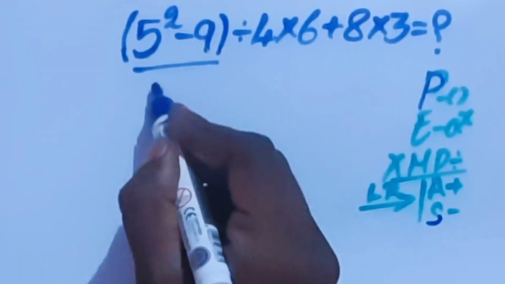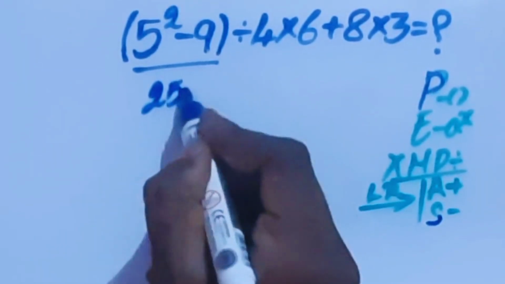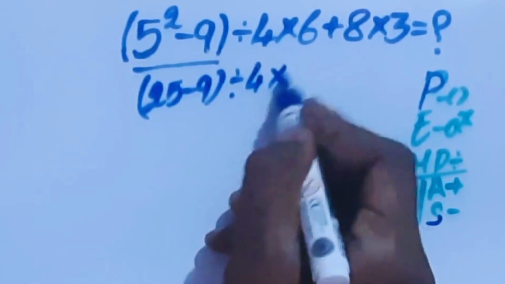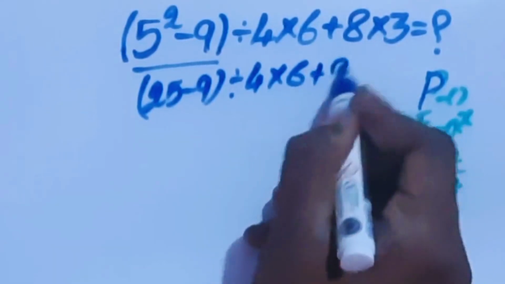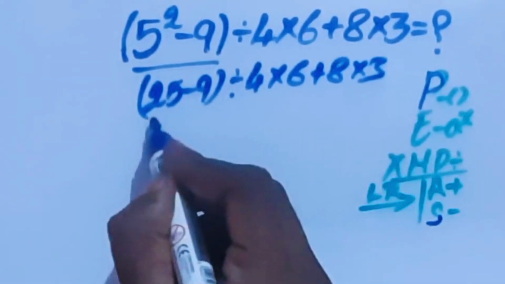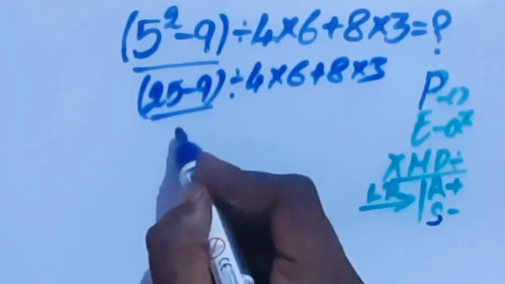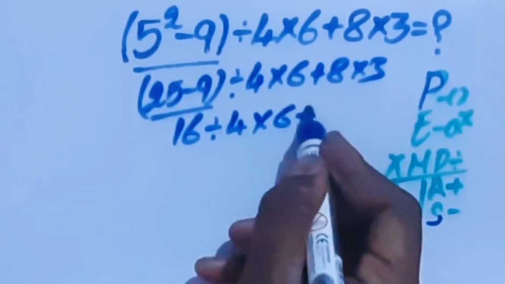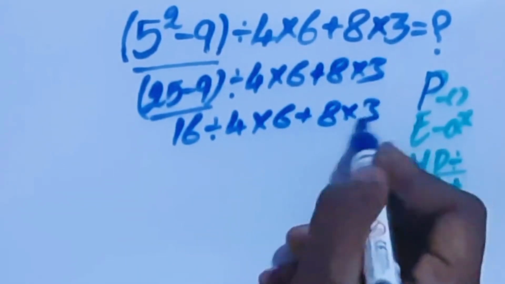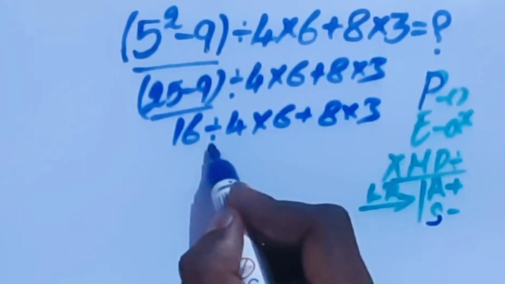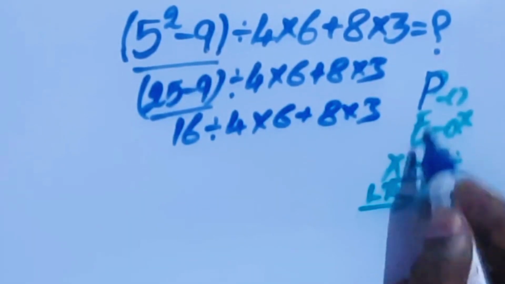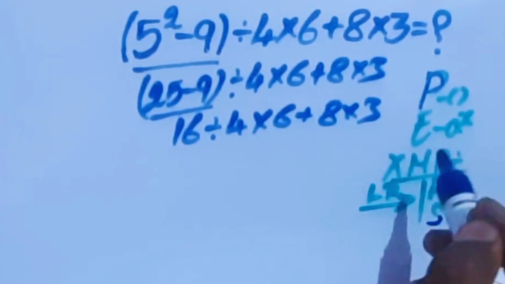Here 5 square is 25 minus 9 in bracket divide by 4 times 6 plus 8 times 3. Here this is 25 minus 9 is 16 divided by 4 times 6 plus 8 times 3. Here we have division, multiplication, addition and multiplication. Here the next priority is exponent. We don't have the exponent in this problem.